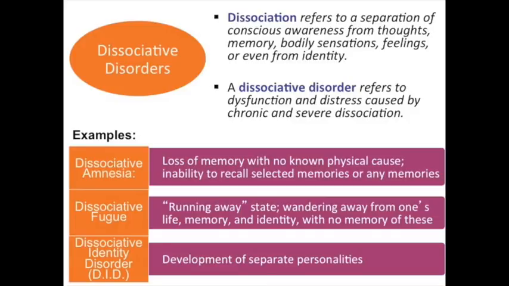So the first type is your amnesia. This is a loss of memory with no known physical cause. So these people are just completely unable to recall any kind of memories. A lot of times these memories may be associated with trauma, or at least that's what they will tell you. So they may have gone through some kind of traumatic event and have no memory of it, or it could be a car accident, and they can't tell you what was happening 5 minutes before they got into that accident. They've completely lost this ability.